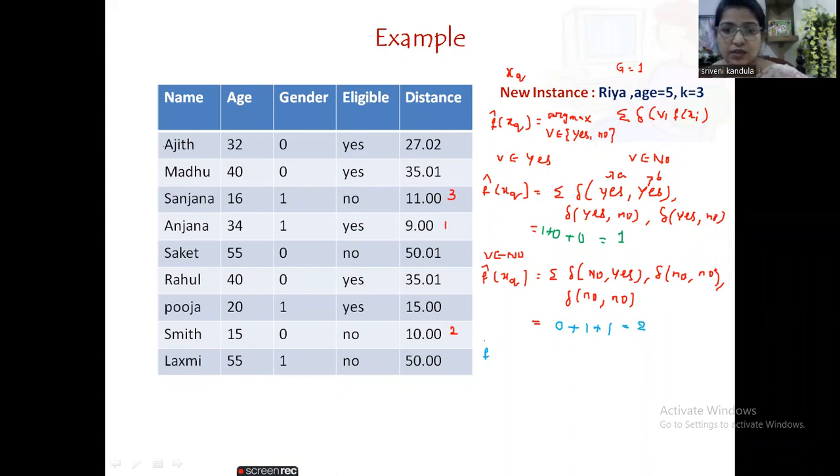So now the result of F cap of XQ is argmax of 1, 2. Out of this, 2 is the maximum. So this 2 I got for which value of V? I got it for no. So my new instance XQ will be labeled as no. The target label for the XQ is no. If you are adding that new instance here, it will be Ria, the age is 5, female, and the target label is no.